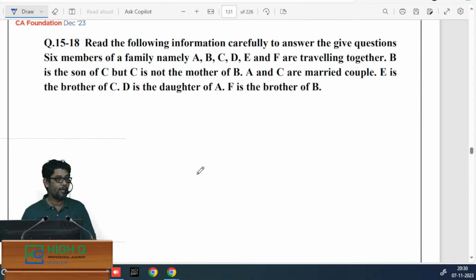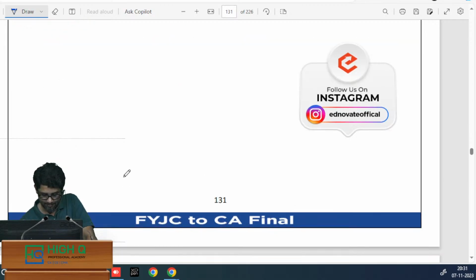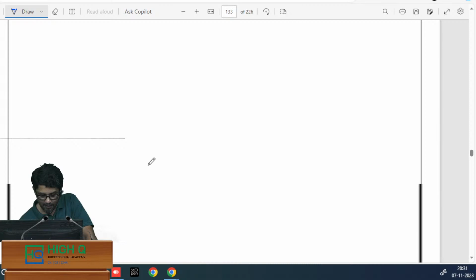Now 15 to 18. That means 3 questions, 3 marks. 15, 16, 17, 18, 4 marks. Okay. Read the following information carefully to answer the questions. 6 members of a family, namely A, B, C, D, traveling together. Oh, this is blood relation.